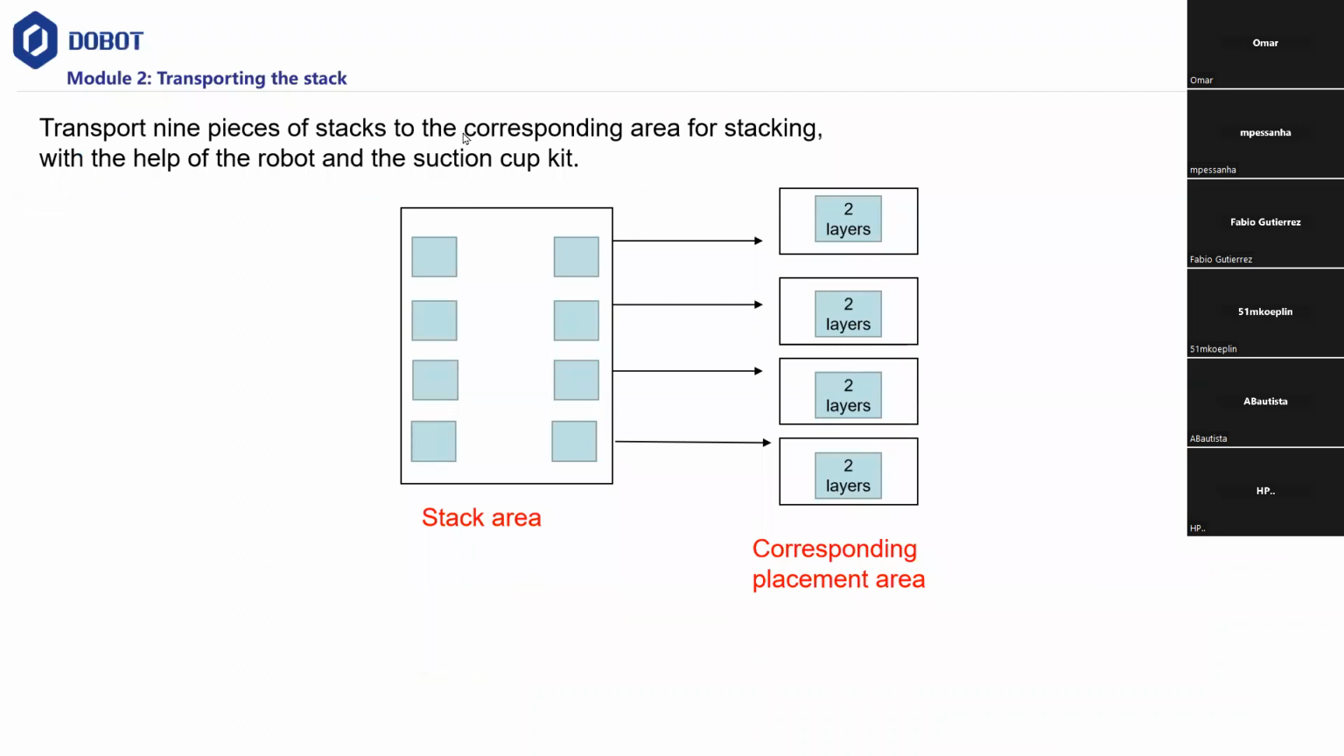Okay, this is the method behind it. You gotta set up the stack. You gotta tell the robot this is 4 by 2, 1, 2, 3, 4. And if there's a layer and then we want to put it here, this is 2 layers.